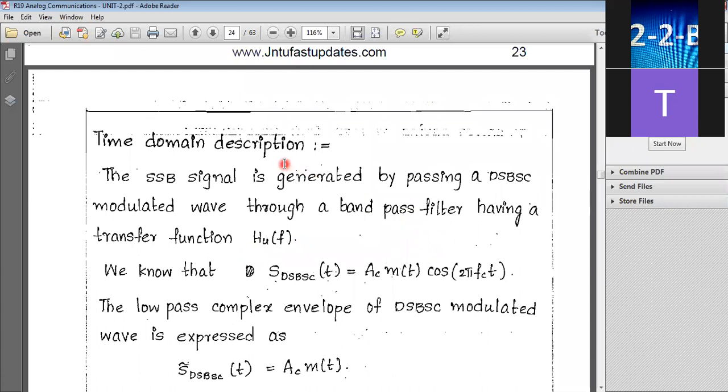Here, what is the time domain description? For the SSB signal, we analyze the time domain equation. Already, you know, for every technique, we discuss the time domain description and the frequency domain description. Frequency domain description means after taking the Fourier transform, what is the spectrum? Time domain description means in terms of time, what is the equation? So this is the time domain description for the SSB signal.